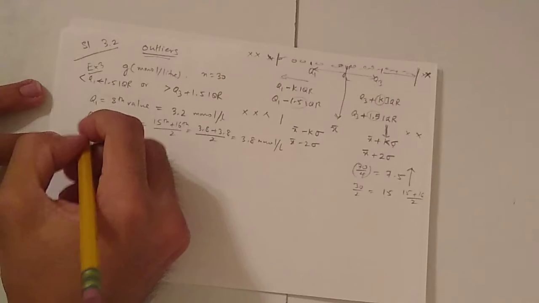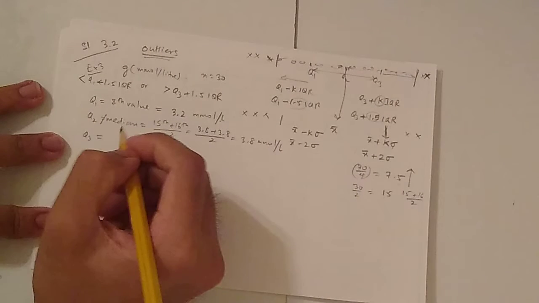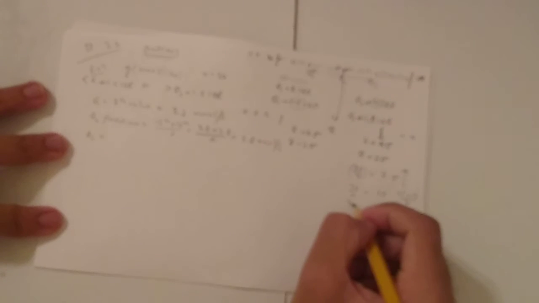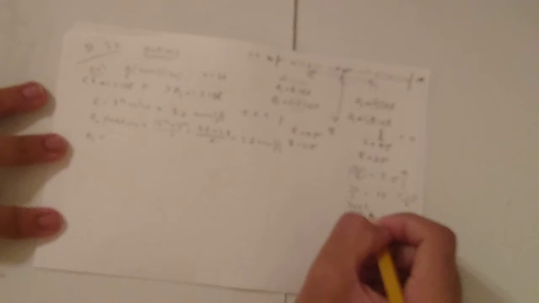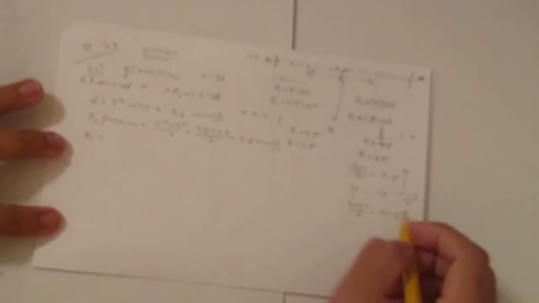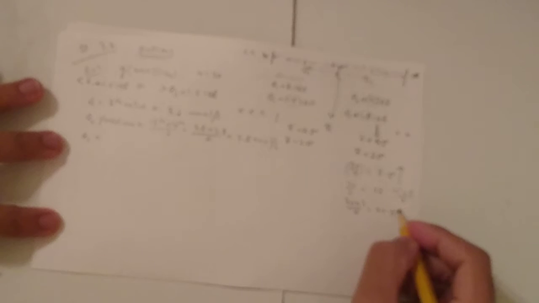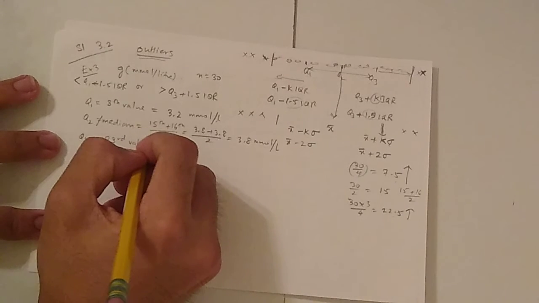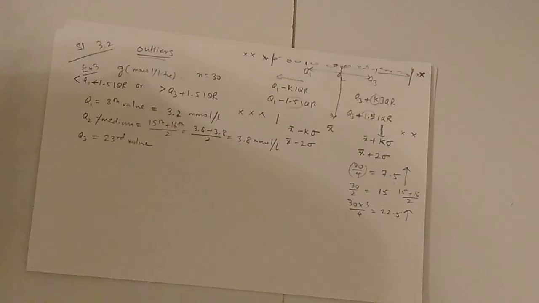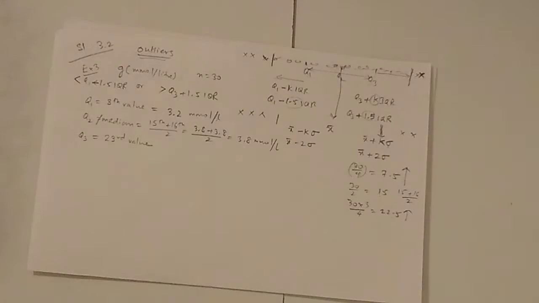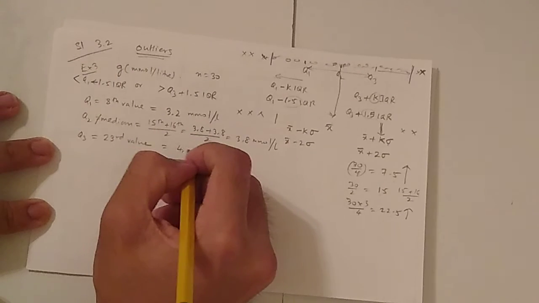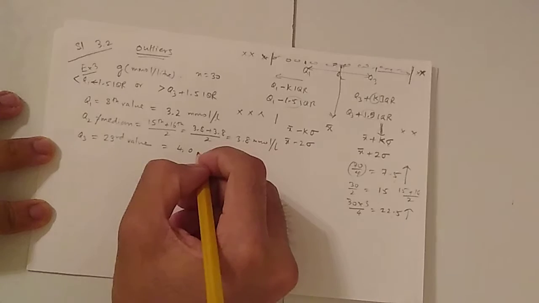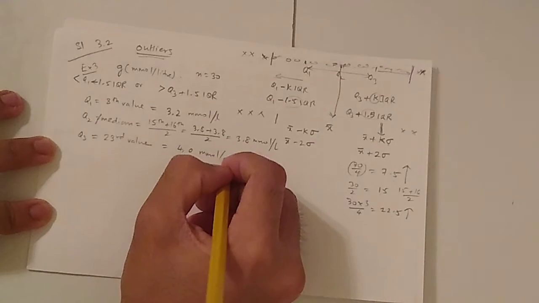Finally, we have the upper quartile Q3. Q3 is equal to 30 into 3 by 4, which is 22.5. Since this is not a whole number, we round it up and get the 23rd value. The 23rd value would be 16, 17, 18, 19, 20, 21, 22, 23, which is 4.0. So reading the data, you'll get 4.0 millimole per liter.